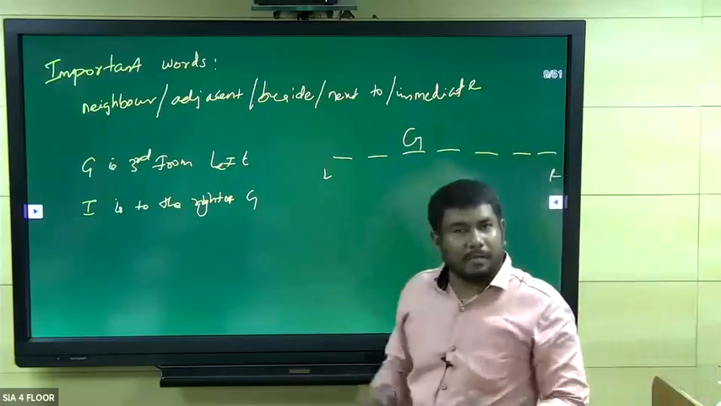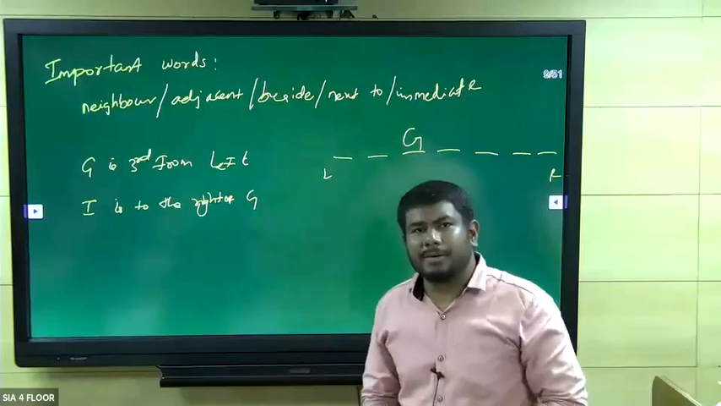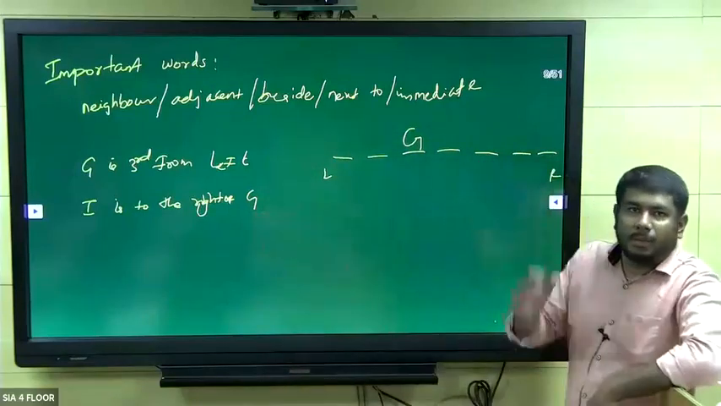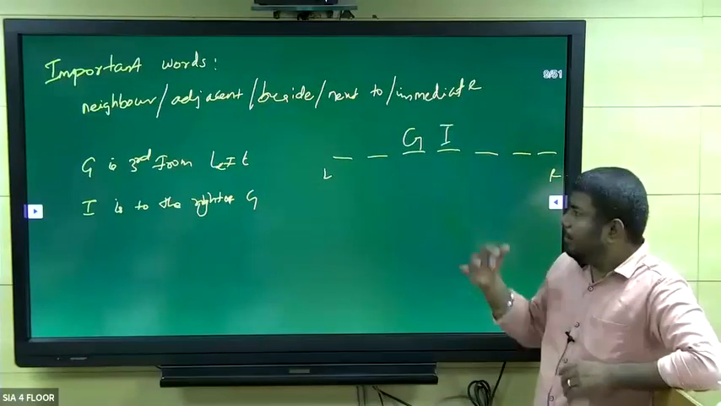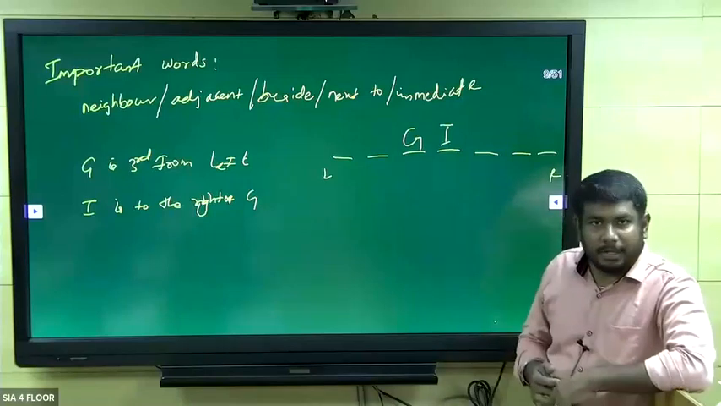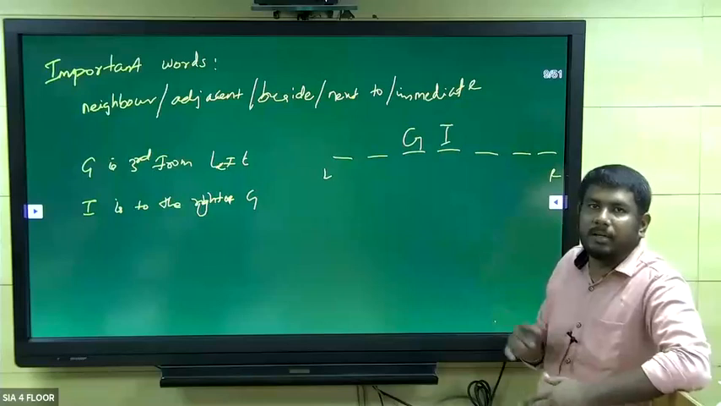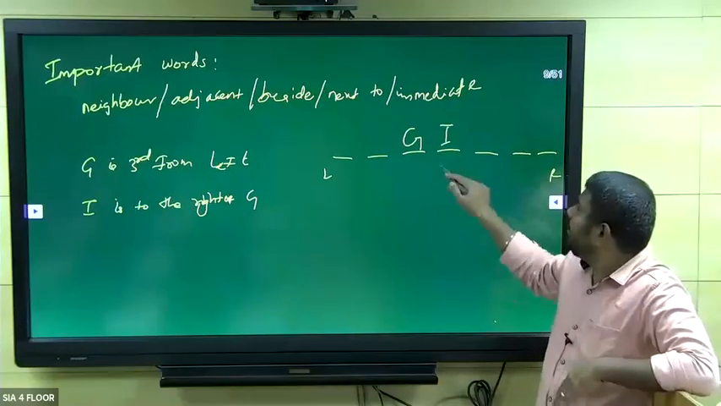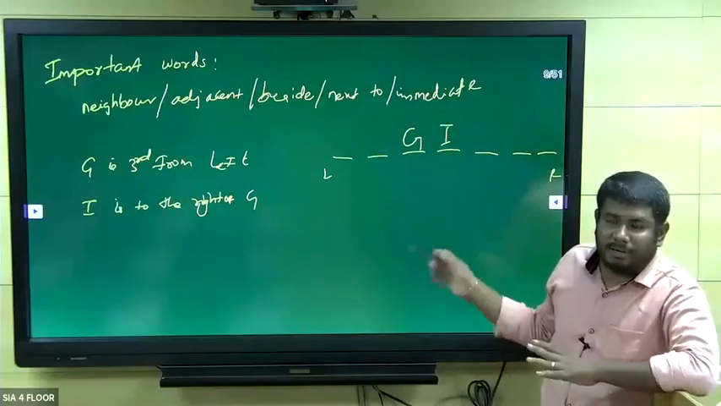Actually, in normal cases we should assume like that. But in linear arrangement, if they have mentioned I is to the right of G, the only possible place for I is this place. Right means immediate right. If it is the second right, they will tell second to the right or third to the right. Simply right means we take only the immediate right. Clear? It is for linear arrangement problems.